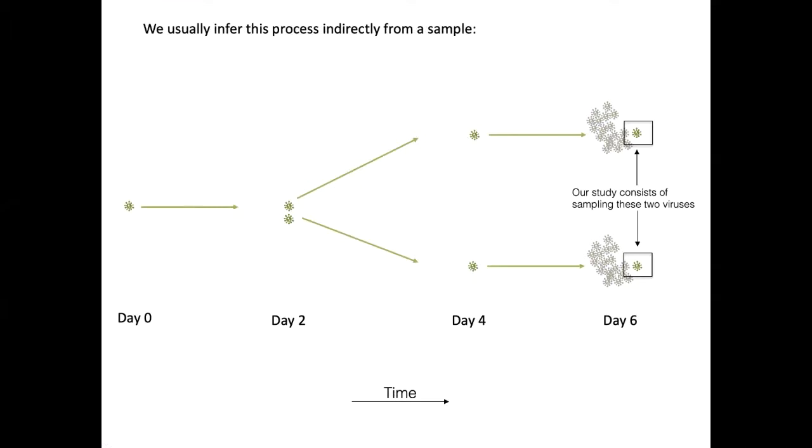Now, what makes this complicated is that we don't observe this whole process. We usually infer this process indirectly from a sample. We very rarely get the opportunity to watch evolution except in experimental settings. So usually we only have 2 viruses in the sample, and I'm just going to talk about a very conceptual study, a study which consists of only 2 viruses, and from these 2 viruses we infer this history.